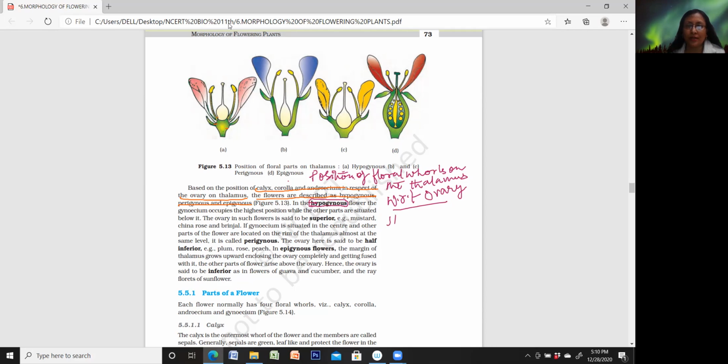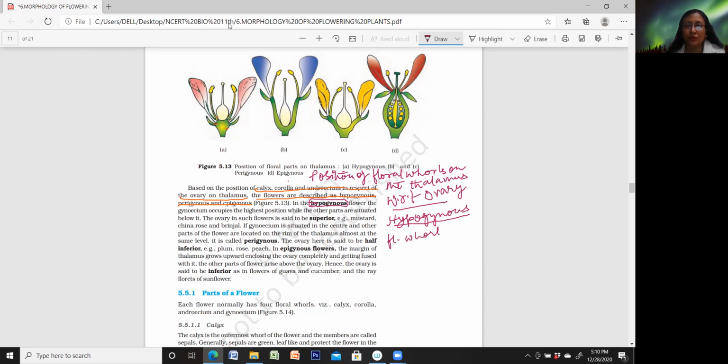Okay, so let us write here hypogynous. You have to remember like this. Where are the floral whorls? Below. Gynous, so it is below the gynoecium. How do you represent this in a symbol? You write G, because you know the G is superior now.